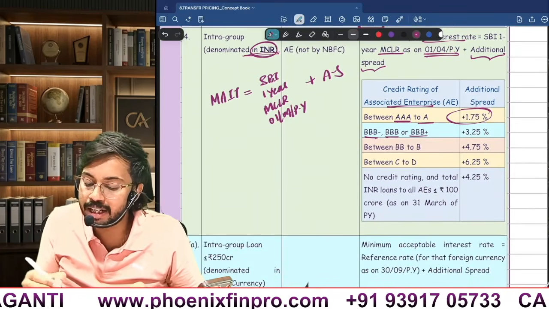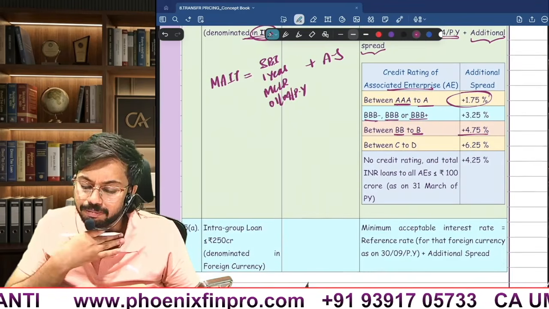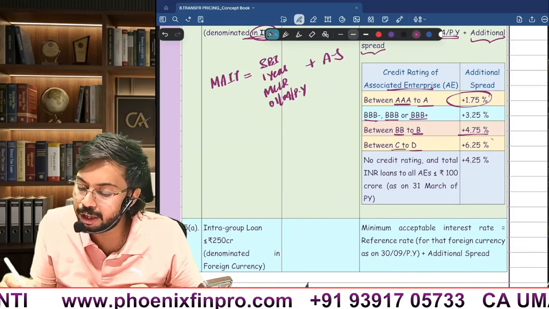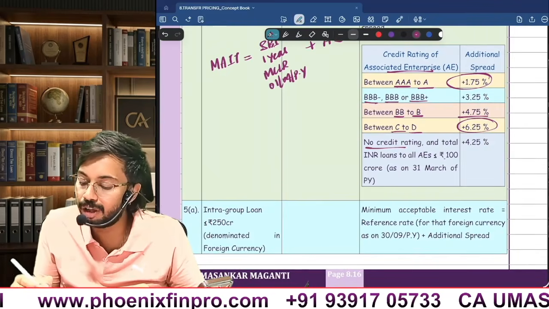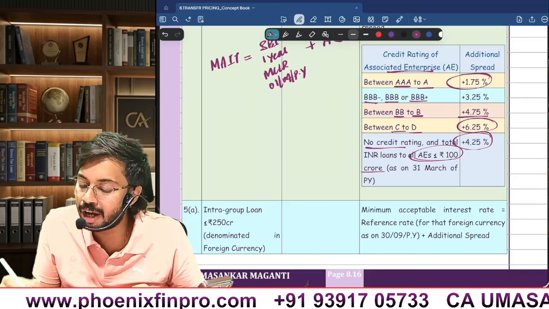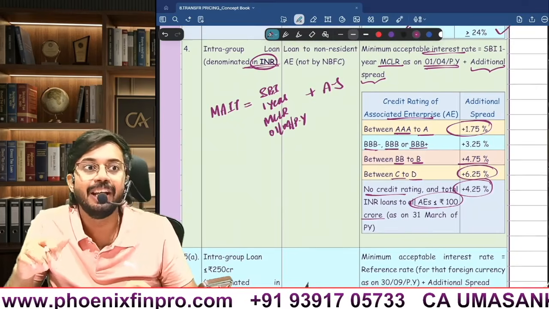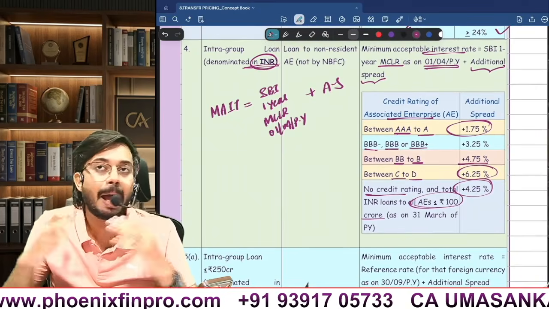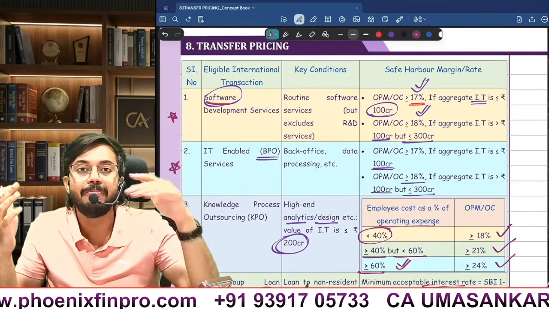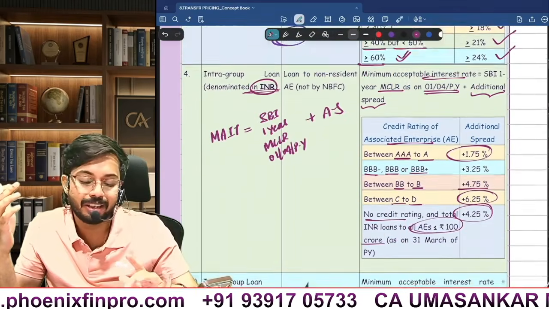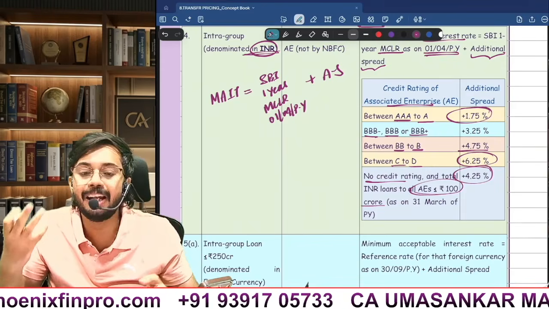So if credit rating is between BB to B, you need to add additional spread of 4.75%. If credit rating is between C to D, you need to add additional spread of 6.25%. If there is no credit rating and the amount of loan is less than or equal to 100 crore, you need to add 4.25% additional spread. I don't think he will ask at this much depth. If he really asks at this much depth, the paper will be at another level. At least try to remember the small things: software, BPO, knowledge process outsourcing. These, however much I explain, are very typical and difficult for you to remember.